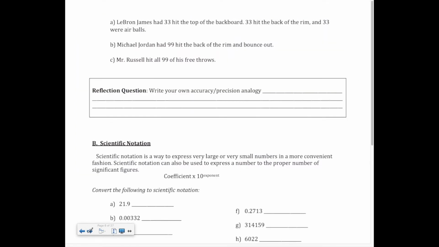Anyways, so when I look at the three basketball players, they were shooting some shots in the basket. LeBron James hit 33 on the top of the backboard, 33 off the back of the rim, and 33 air balls. Well, LeBron James is not accurate, and he is also not precise, because none of the measurements were together, and none of them were in the basket.